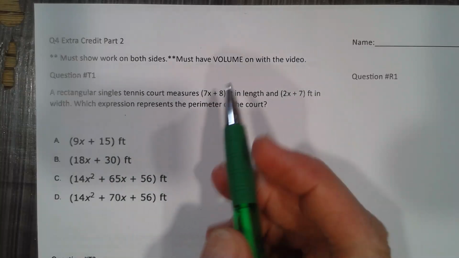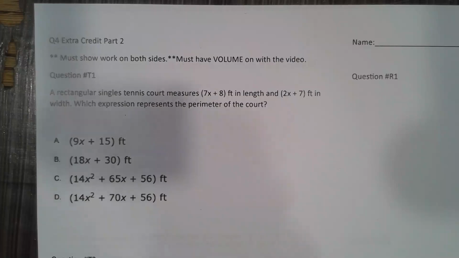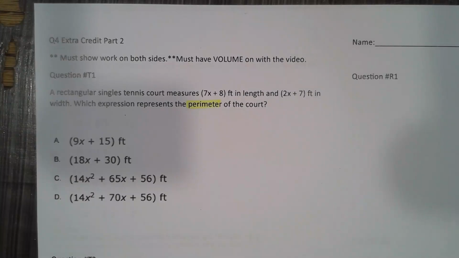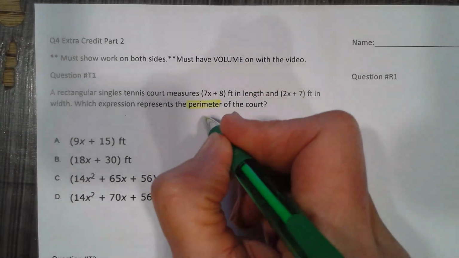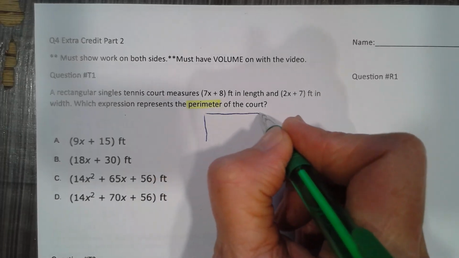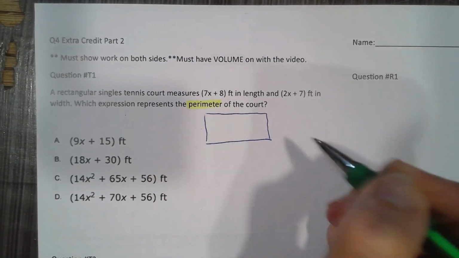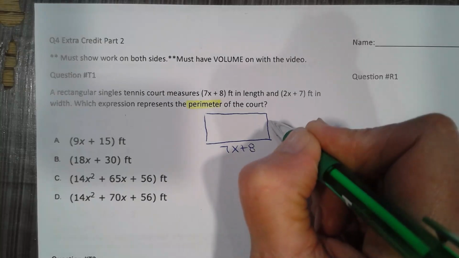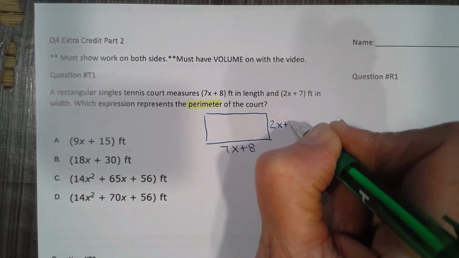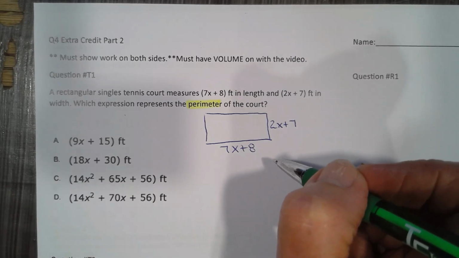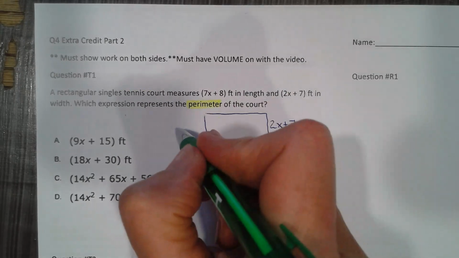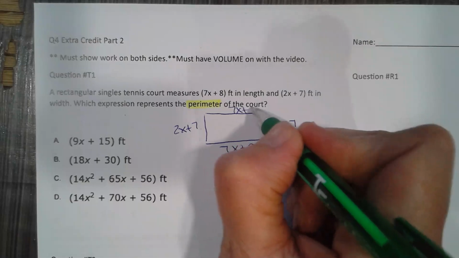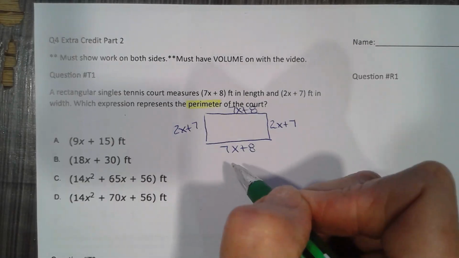Which expression represents the, and you've got to be careful here, perimeter. Okay, perimeter means to add all the sides up. So the first thing we're going to do is draw a picture. The length is 7x plus 8. The width is 2x plus 7. And what we've got to be careful about with perimeter is that there is an opposite side that matches.